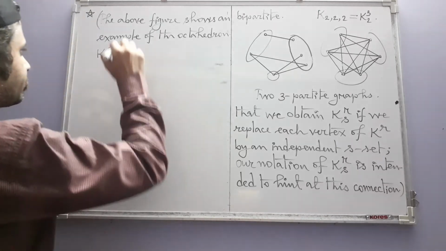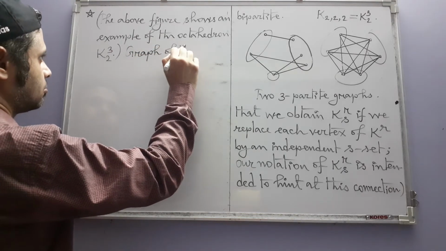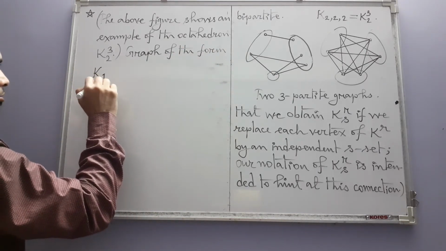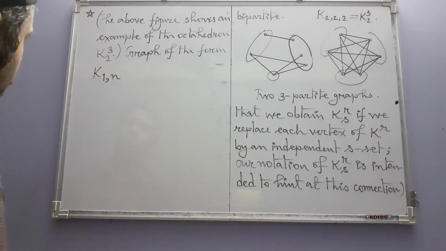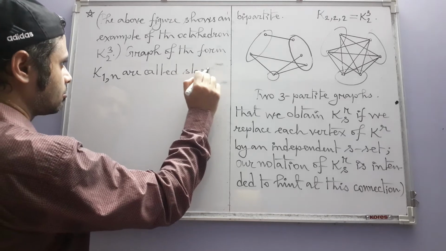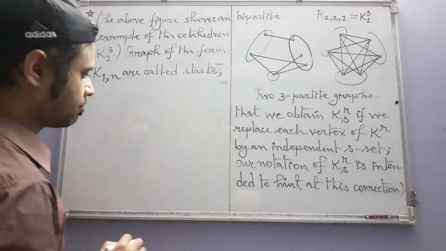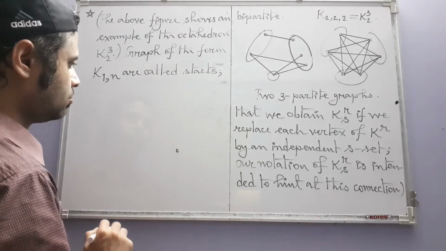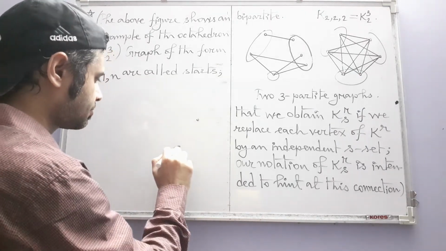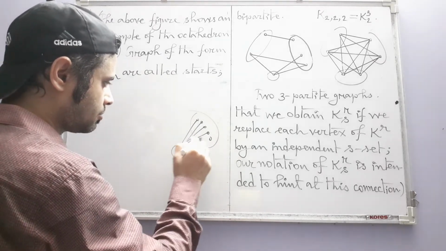And now graphs of the form K1,n are called stars. For obvious reason, because in K1,n what happens is that you have two partition classes. One of them has your one vertex and the other partition class has n number of vertices, and then you draw all the possible edges.